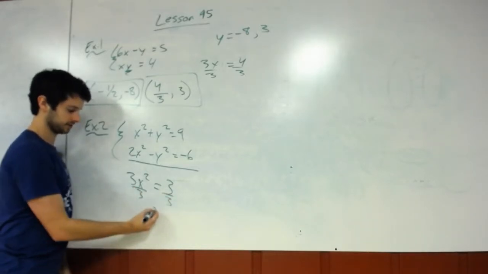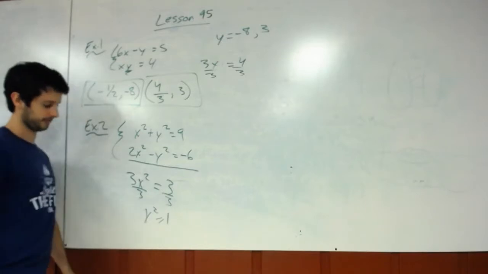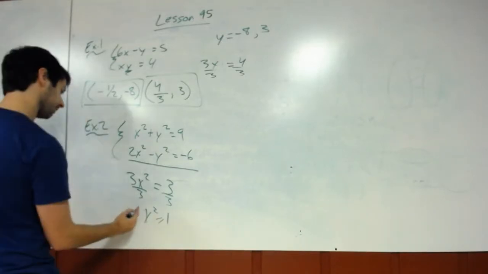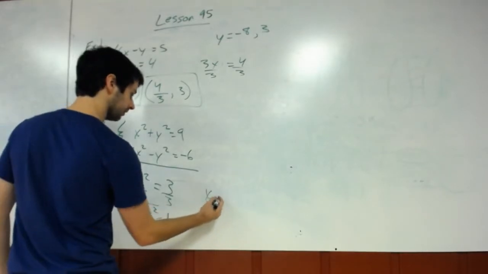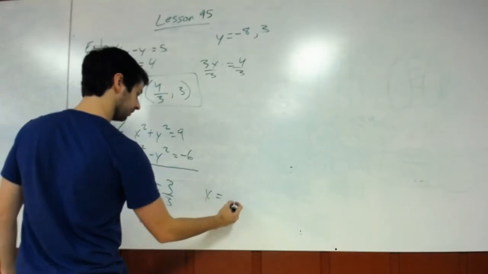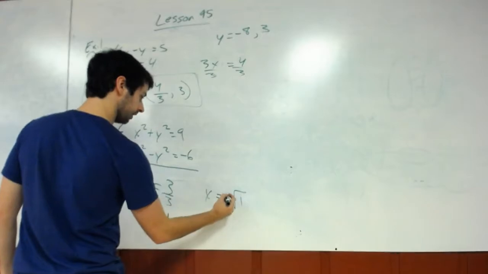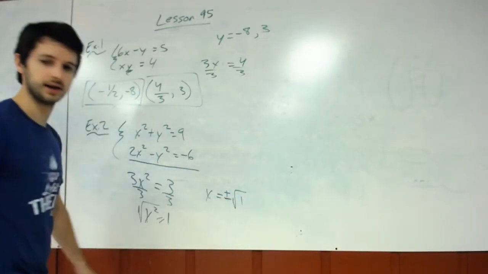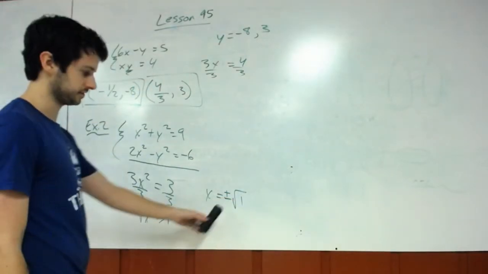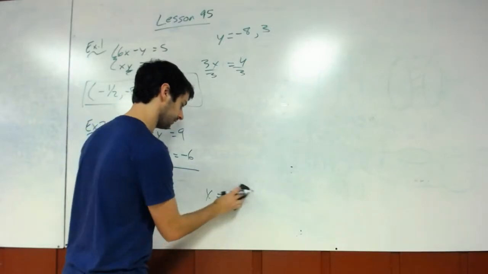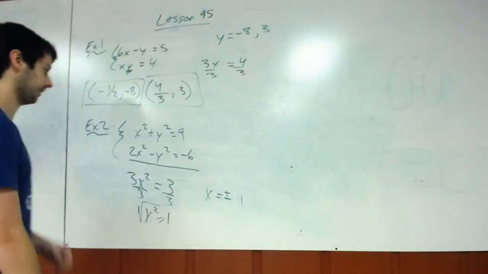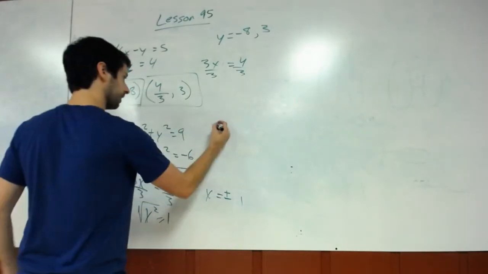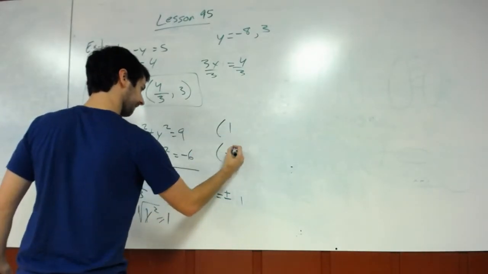x squared equals 1. Now when we square root, we get the square root of 1, but we have the plus or minus. Remember the plus or minus. Now obviously the square root of 1 is 1. So we have plus or minus 1 for x. So I'm going to write over here each of those.